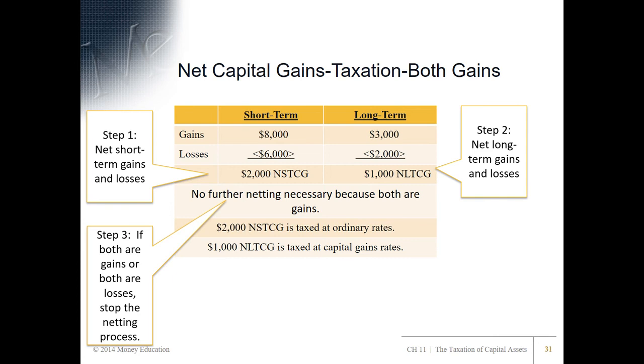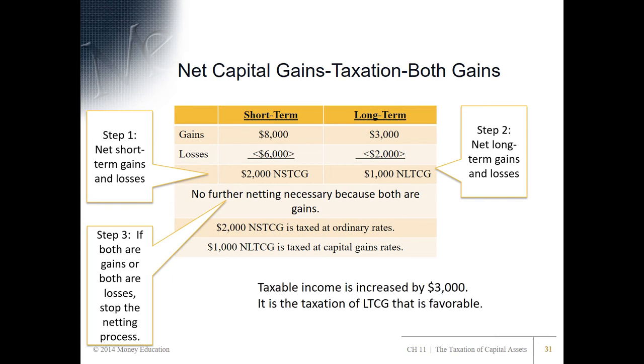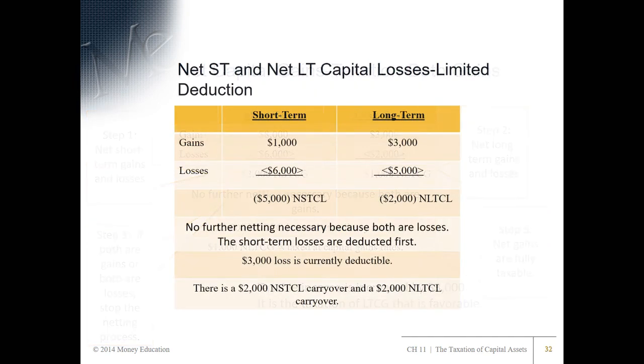Now we know that gains are included in income. And so the taxable income of this person is increased by $3,000, $2,000 from the net short-term capital gain, $1,000 from the net long-term capital gain. Now the $2,000 net short-term capital gain is going to be taxed at ordinary rates, and the $1,000 net long-term capital gain is taxed at the capital gains rate, of course, the favorable rate. Okay, so net gains are fully taxable.